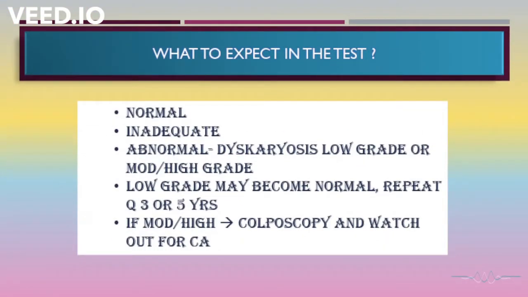What do we expect in the test? You might have different types of cells. You might have normal cells, or an inadequate quantity of smear, so the result will say inadequate. Abnormal cells will be in the form of dyskaryosis, and this can be low grade or moderate to high grade. If a low grade dyskaryosis is noted, that may be normal, and the test is repeated every 3 or 5 years depending on the age group. As I told you, 25 to 49 every 3 years, and 50 to 64 every 5 years. If moderate to high, then colposcopy should be done, and we have to rule out cancer.